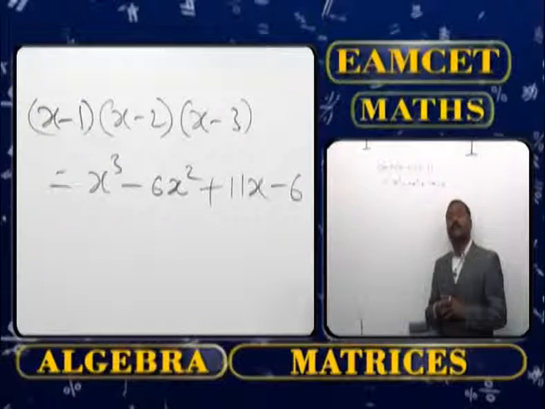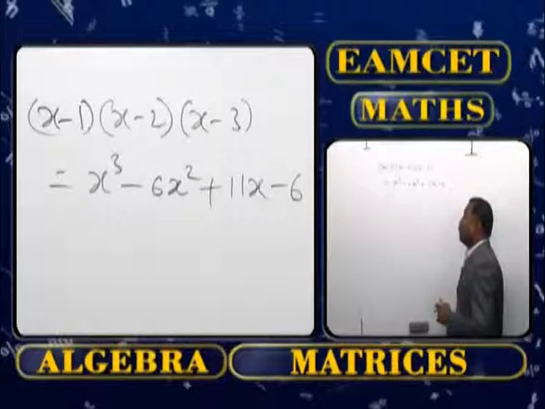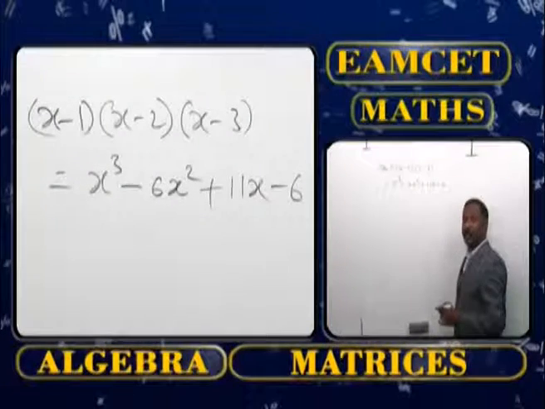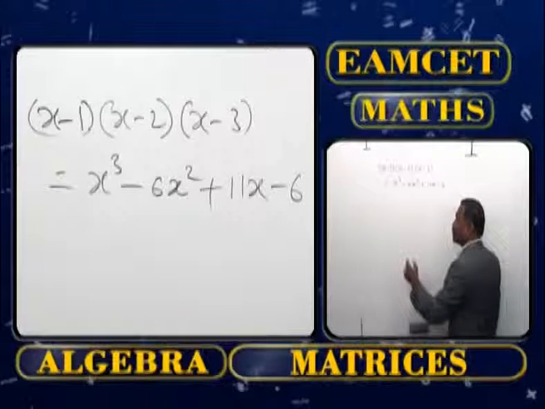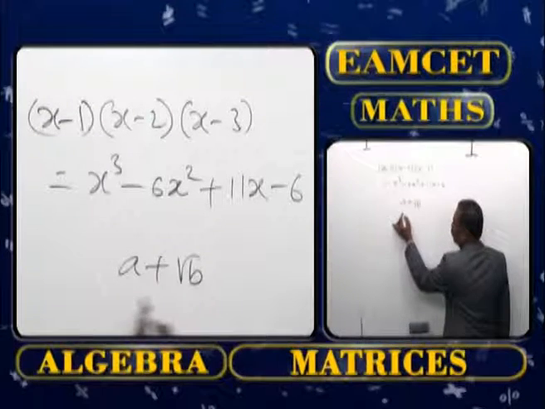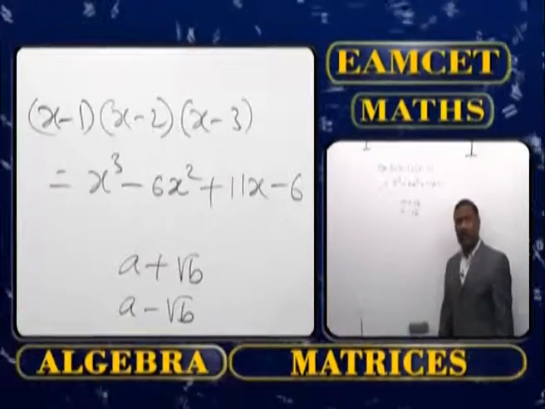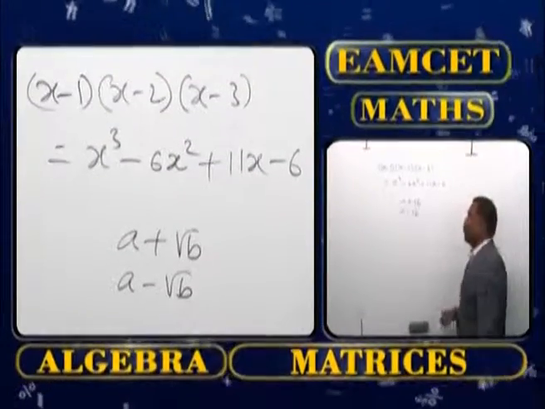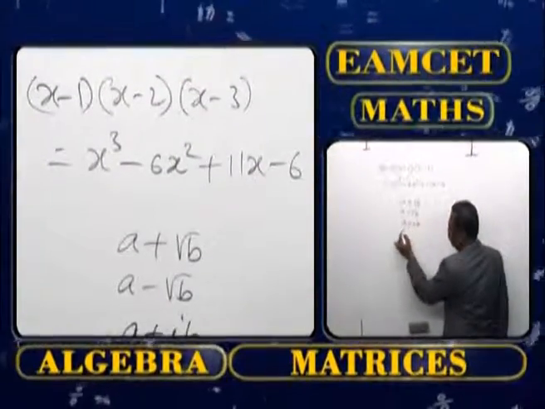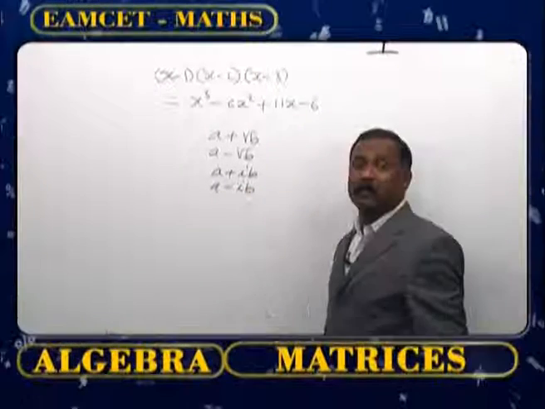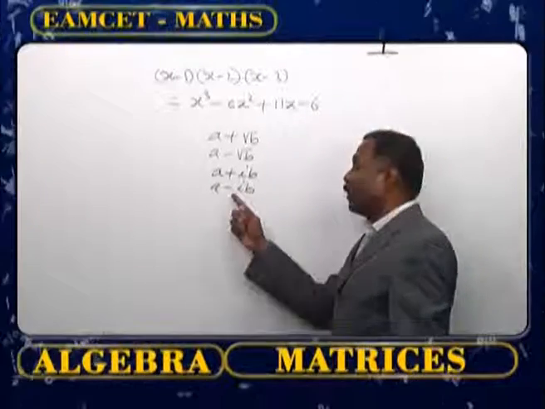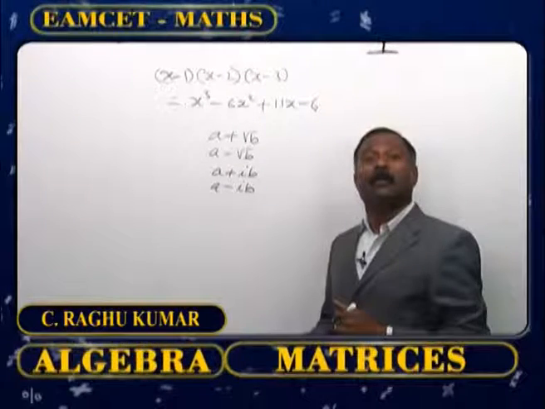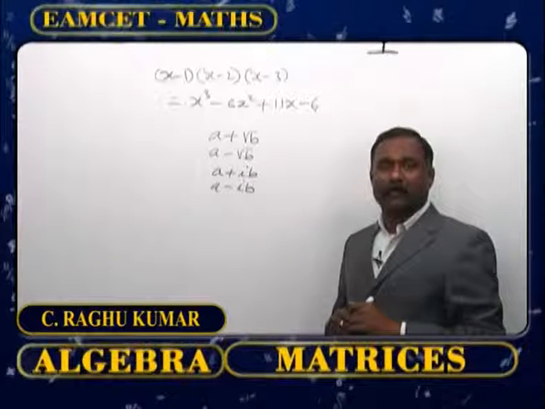And we already discussed that irrational roots always occur in conjugate pairs if the coefficients are rational. What does it mean? If a plus root b is a root, then obviously a minus root b will definitely be a root if all the coefficients are rational. Remember that. Similarly, if a plus ib is one root, then a minus ib will be another root. Definitely, it should be, if all the coefficients are real. So we will make use of these properties and go through the problems.